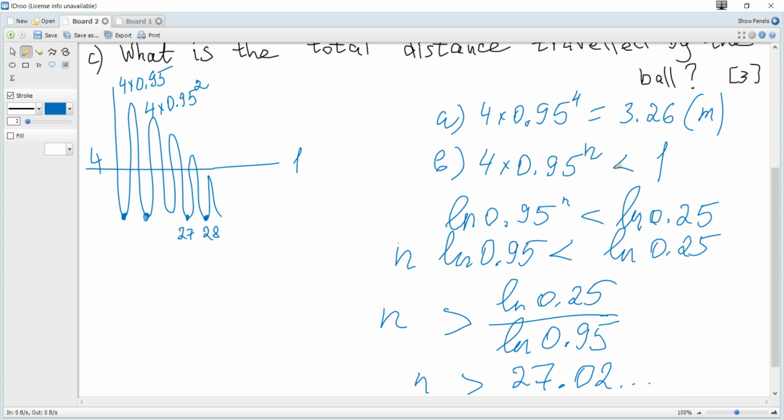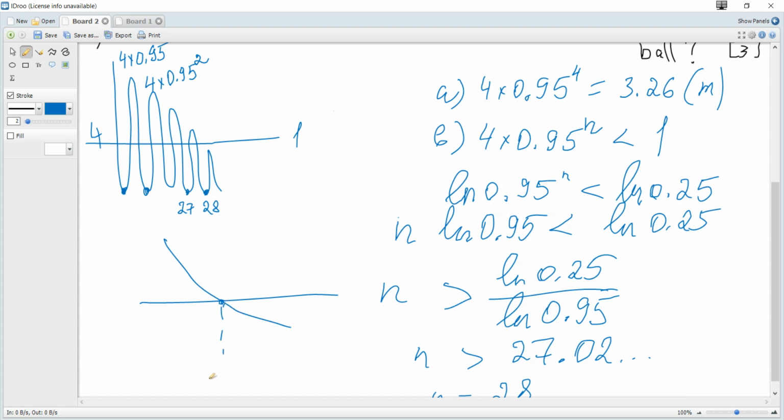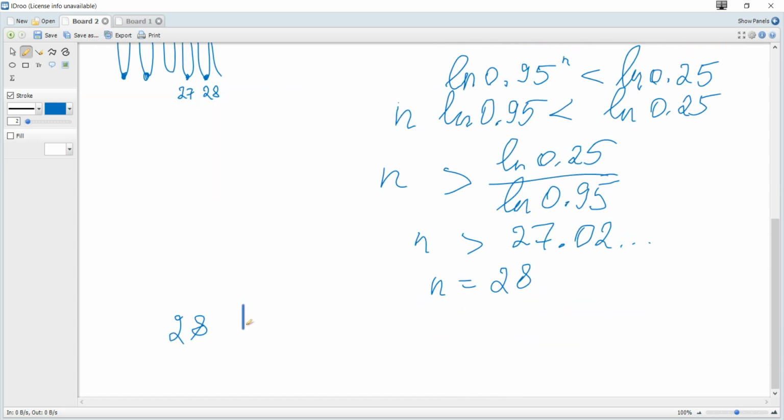Also, you may use that it equals, and also take into account that this function is a decreasing function, and you get that n is 27 point something, and you understand that for n is 27 the value of the function is greater than 1, and for n is 28 the value of the function is less than 1. So the answer is 28 bounces.